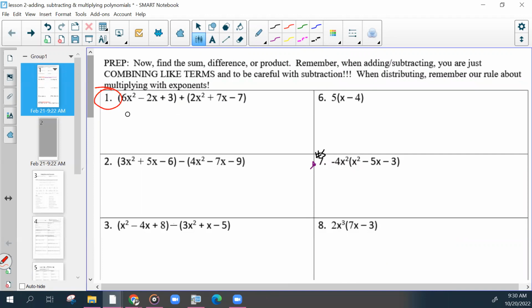We are adding these polynomials, so that means really you're just combining like terms. 6x squared plus 2x squared is 8x squared, negative 2x plus 7x is 5x. And then 3 minus 7 is negative 4.